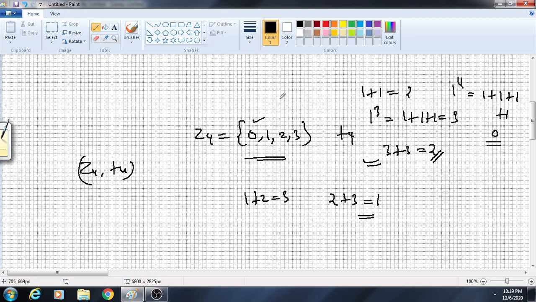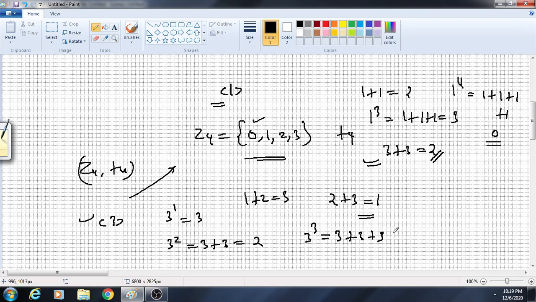So this group is actually generated by 1. Also 3 will also generate. So there can be many generators in the same group. So let us consider, 3 is also a generator of Z4. How? Because 3 raised to 1 is nothing but 3. What is 3 squared? It is 3 plus 3, which is 6, which in this group is 2. What is 3 cubed? It is 3 plus 3 plus 3, which is 9. In this group it is 9 divided by 4, and the remainder is 1.